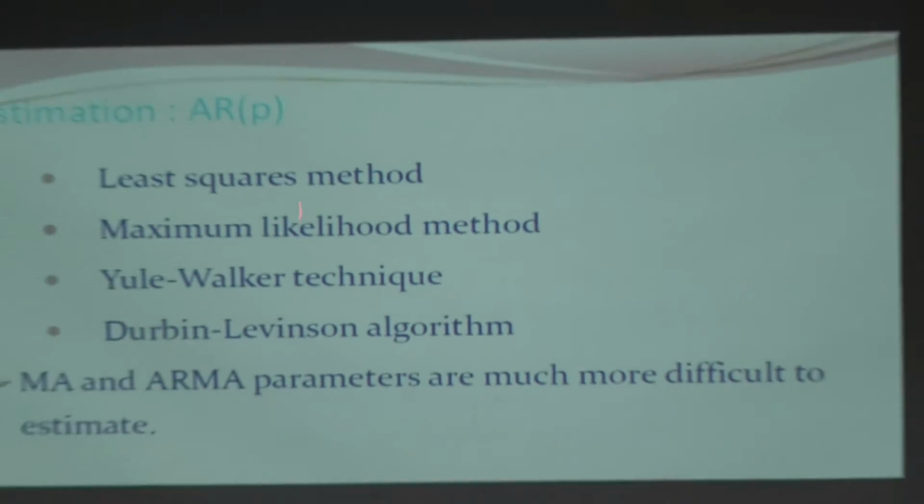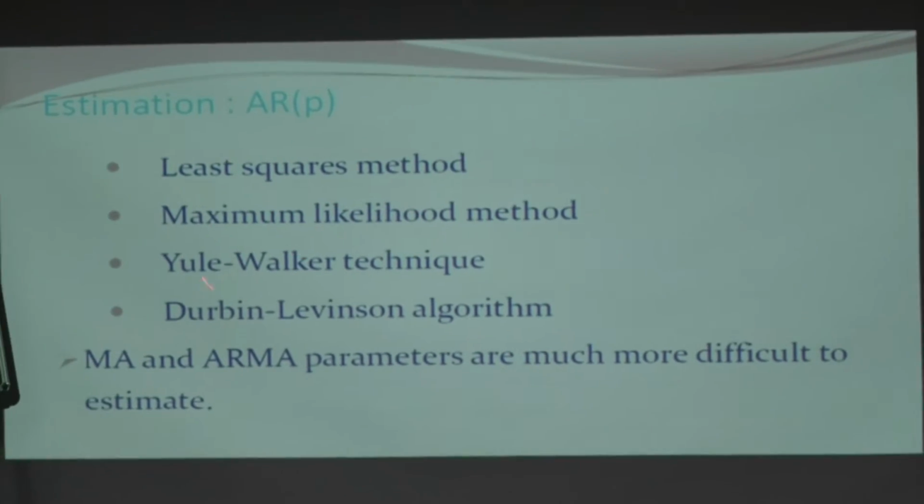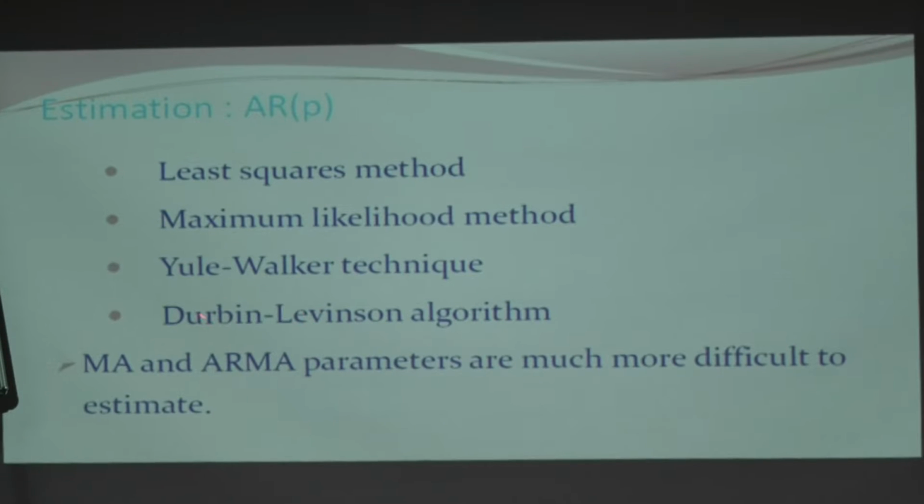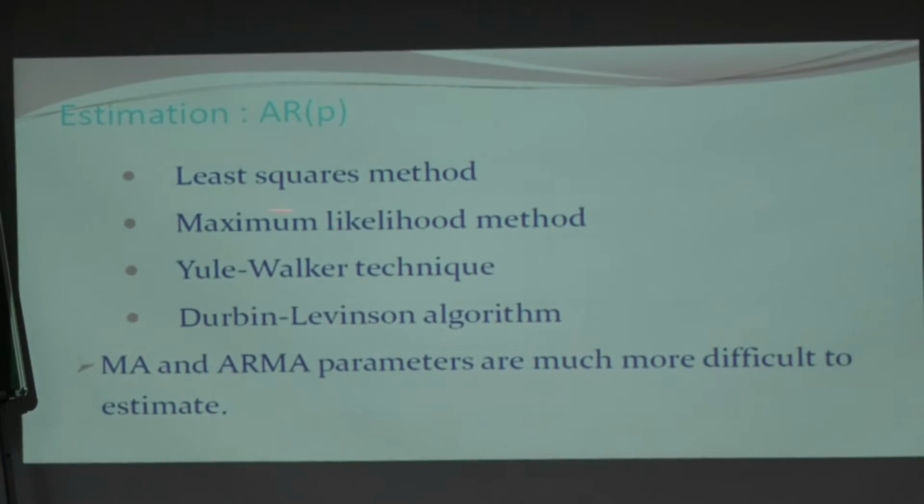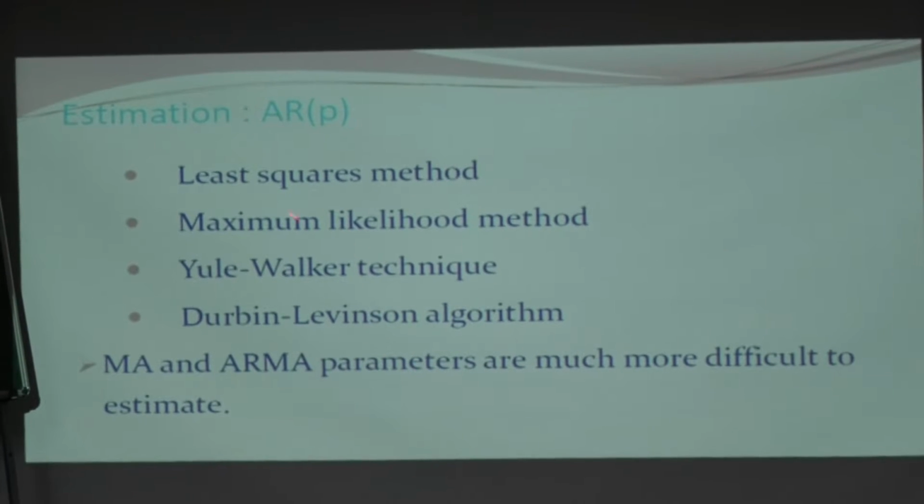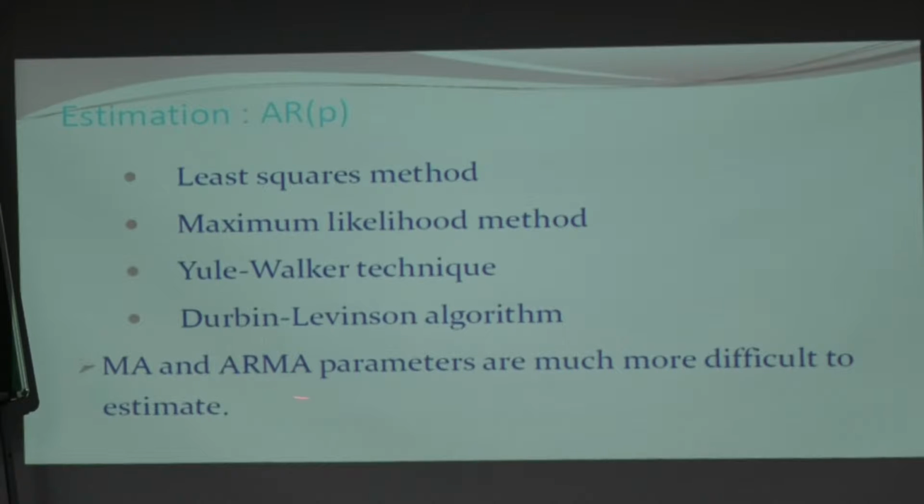Estimation methods would be least squares, maximum likelihood, Yule-Walker techniques, and they have the Durbin-Levinson, because this can become pretty involved. I'm not going into the methods. AR is simple, but MA, and therefore ARMA, becomes at times very difficult. Why is MA difficult? Why is AR easy and MA difficult?